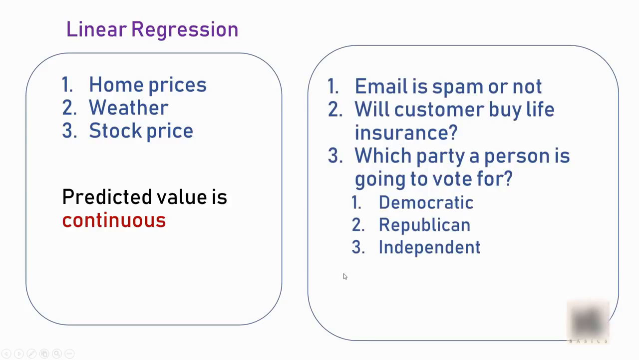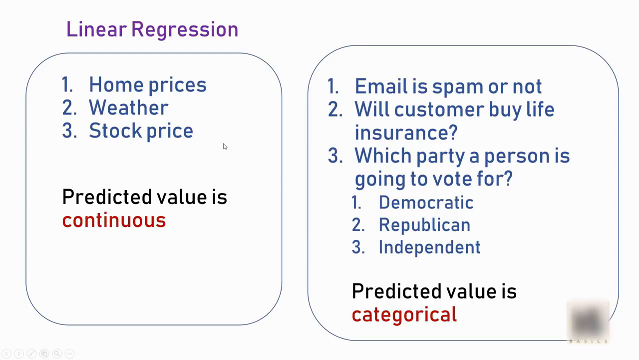There are other types of problems such as predicting whether an email is spam or not, whether the customer will buy the life insurance product, or which party a person is going to vote for. All these problems, if you think about it, the prediction value is categorical because the thing that you are trying to predict is one of the available categories. In the first two examples, it is a simple yes or no answer. In the third example, it is one of the available categories.